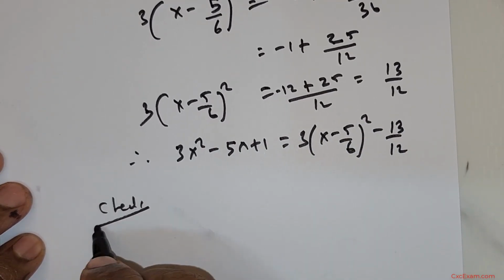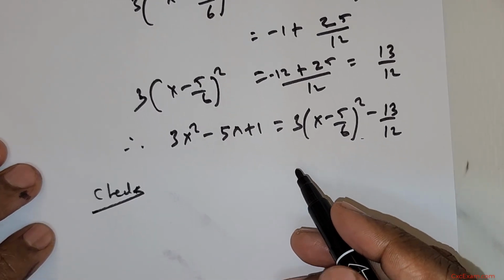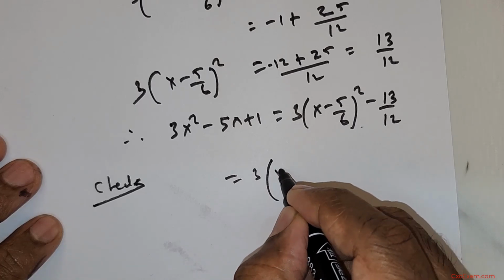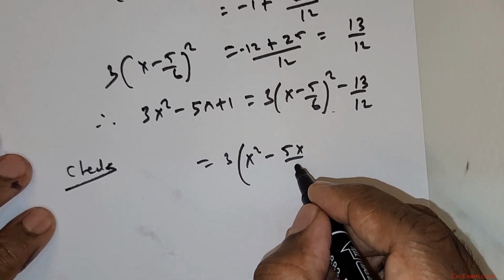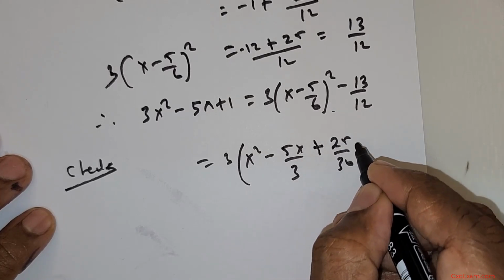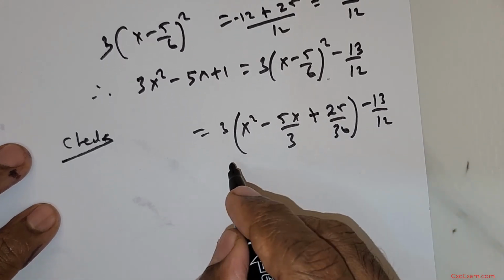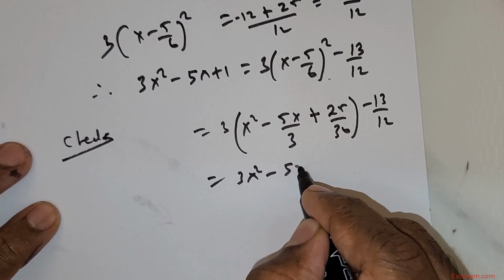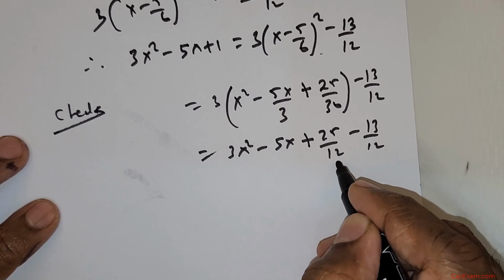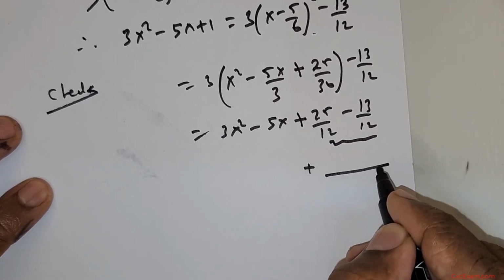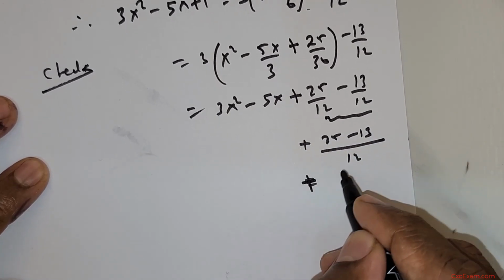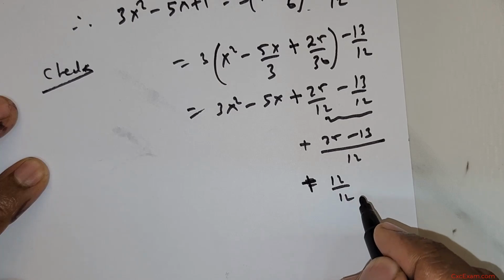Now we need to perform a check to show that left hand side is equal to right hand side. So come back to the right hand side. If you were to square this, this is going to be x squared negative 5x over 3 positive 25 over 36 negative 13 over 12. So you distribute this, you get 3x squared negative 5x positive 25 over 12 negative 13 over 12. You add these two together, LCM is 12, 25 negative 13, and 25 negative 13 is 12 over 12.